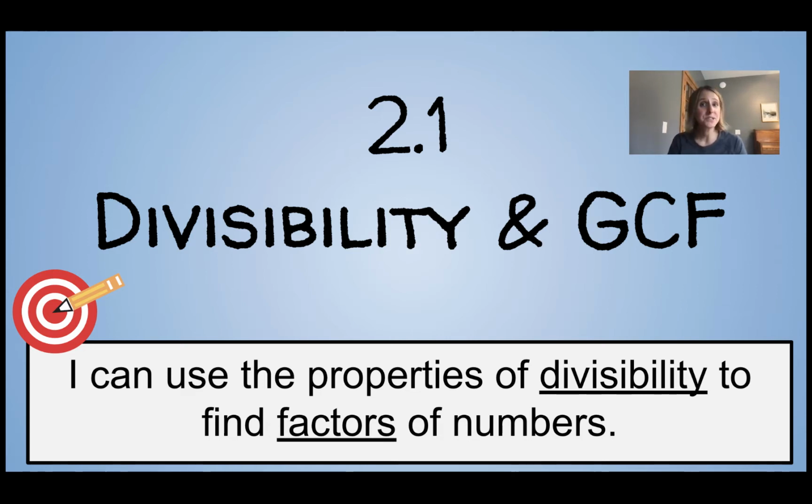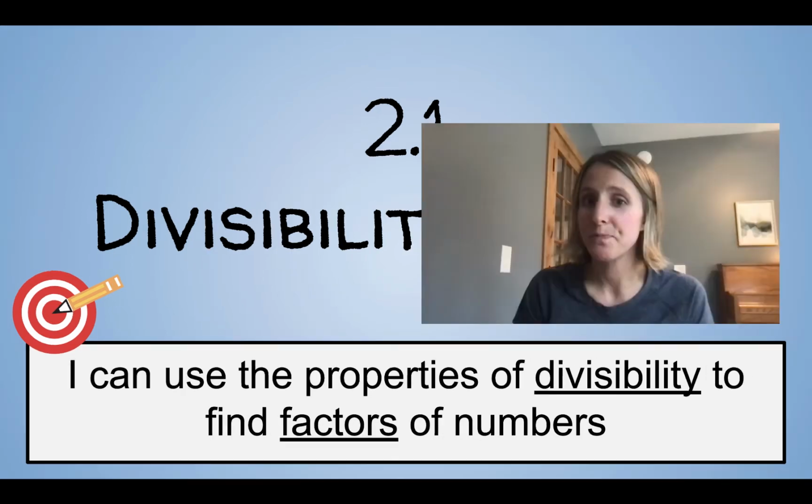Today, we're going to remind ourselves of those rules and also locate the greatest common factor between two numbers. Greatest common factor can be written as GCF. The goal for today says I can use the properties of divisibility to find factors of numbers. Something I think would be helpful as we move throughout this lesson would be if you have a calculator. So if you need to pause and get that calculator out, please do so.